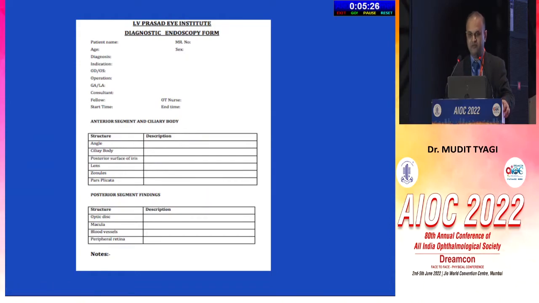And this is something which we have tried to initiate. We tried to start having a form where all the surgeons who did an endoscopy could document the data regarding the structures which were visualized, including the angle structure, ciliary body, posterior surface of iris, and posterior segment findings.